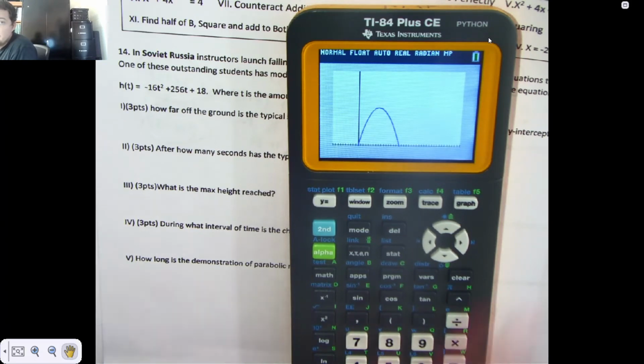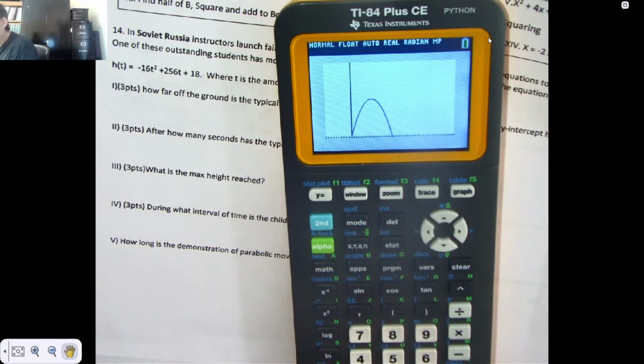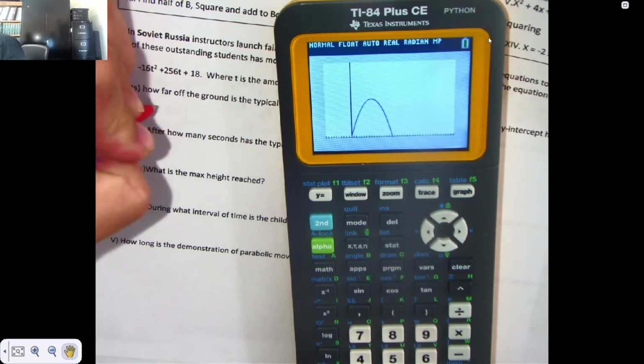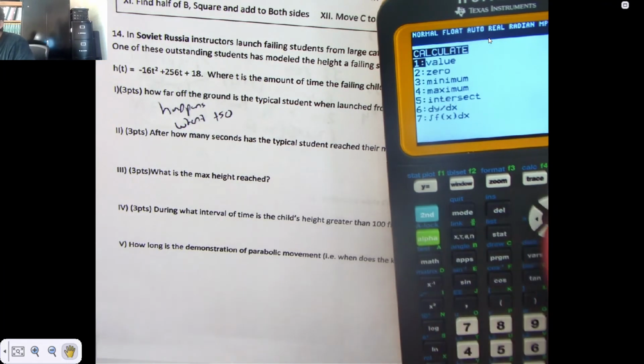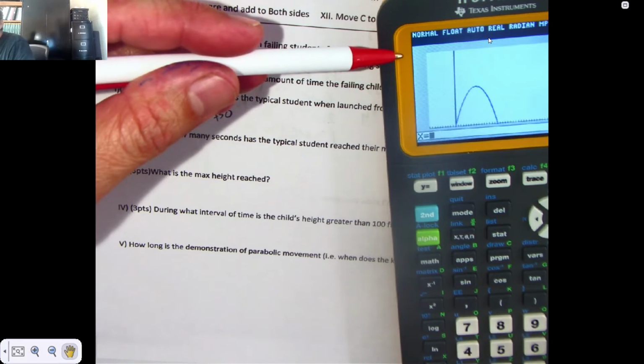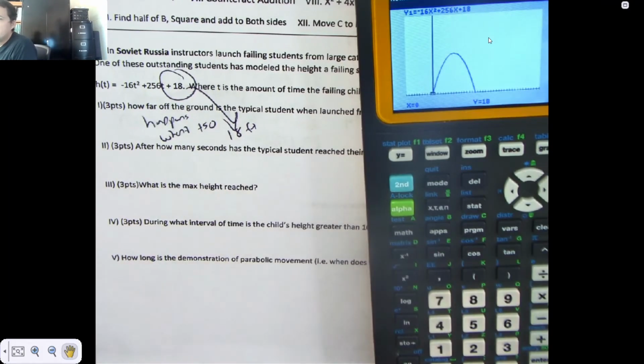How far off the ground does a typical student reach their max altitude? This happens, of course, when t is 0. Now, if you can't look at the equation and figure that out, you can hit second trace value, and you can tell let x be 0. It's 18. Who would have thought? 18 foot. I don't know that you need a calculator for part 1, but if you do, you do.